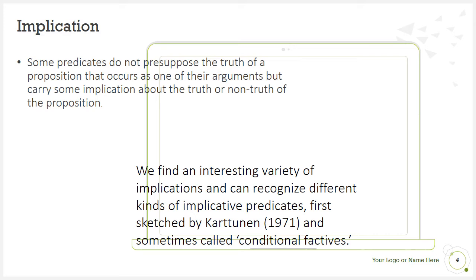The second is implication. Some predicates do not presuppose the truth of the proposition that occurs as one of their arguments but carry some implication about the truth or non-truth of the proposition. We find an interesting variety of implication and can recognize different kinds of implicative predicates, first sketched by Karttunen in 1971 and sometimes called conditional factives.